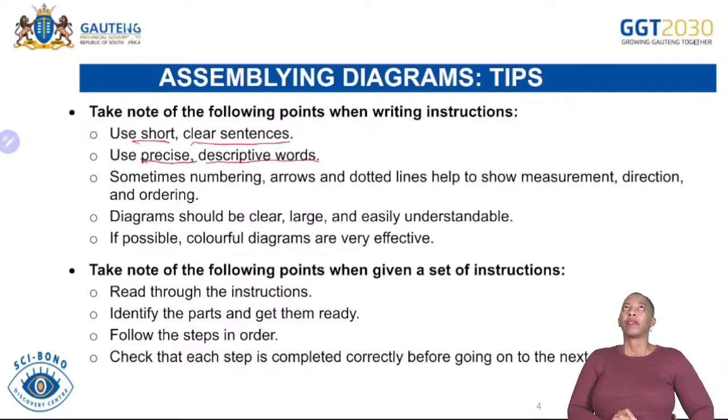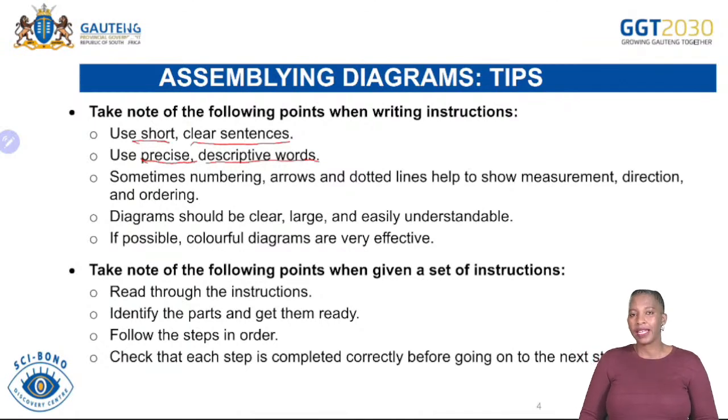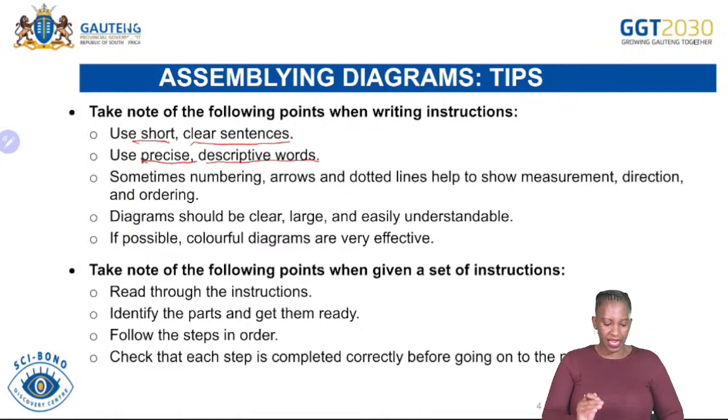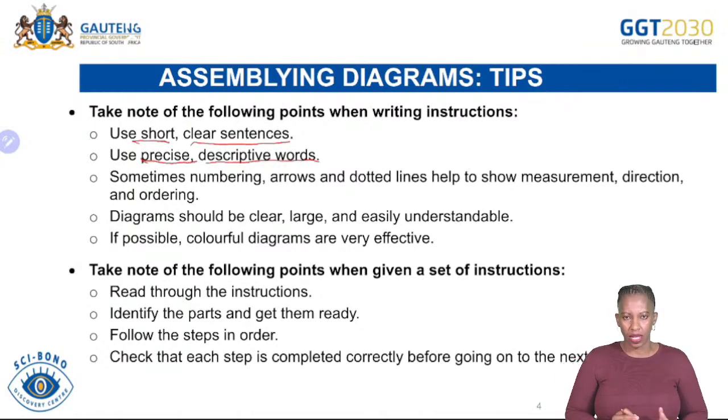Like maybe, let's think about an example. When they say use precise or descriptive words, put the bottle under the box. So you must be precise so that you know. If they say put the bottle under the box, you know where to put the bottle. You don't just take the bottle and say, where must I put it? So you need to be direct, you need to be precise and give a descriptive word so that the person can be able to follow your instruction.